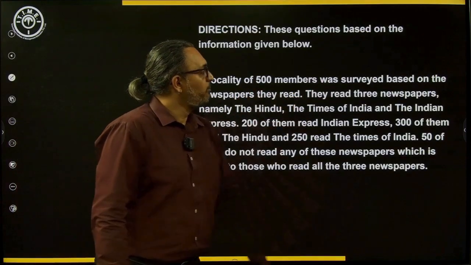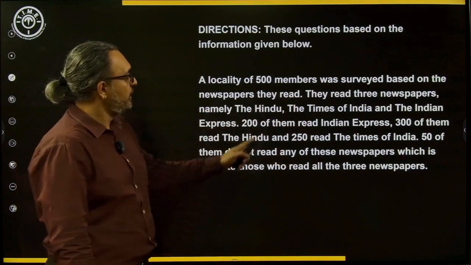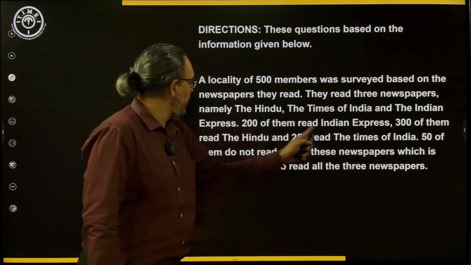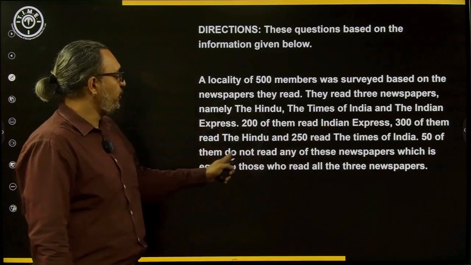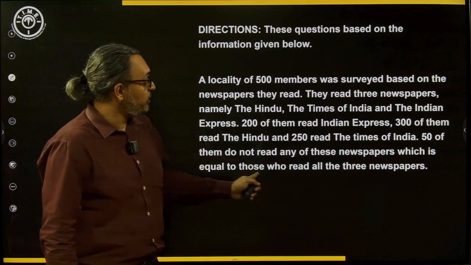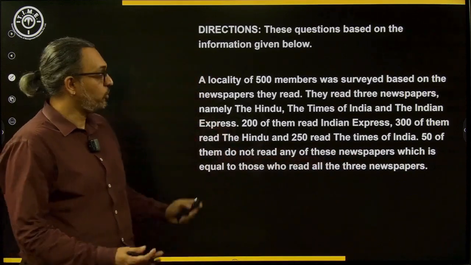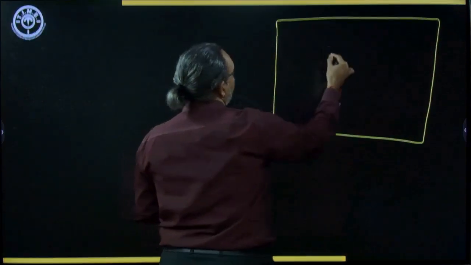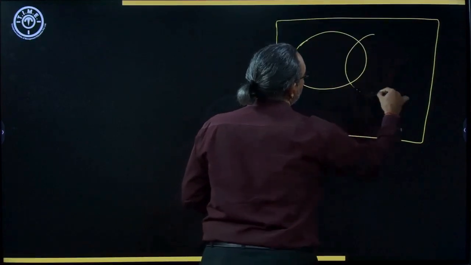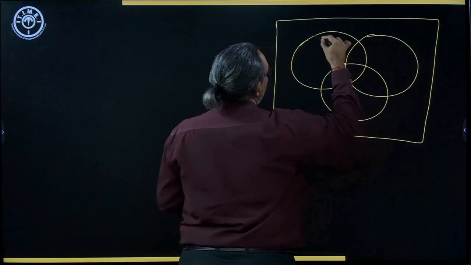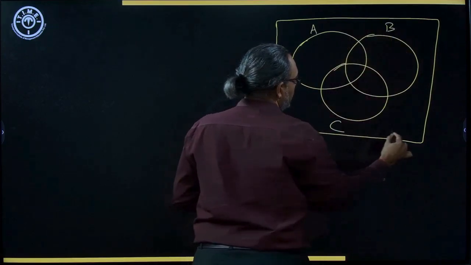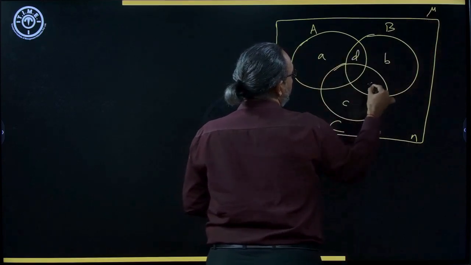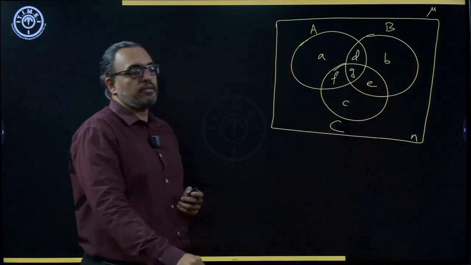A locality of 500 members was surveyed based on the newspapers they read. They read 3 newspapers, namely Hindu, Times and Indian Express. 200 Indian Express, 300 Hindu, 250 Times. And 50 of them do not read any of the newspapers, which is equal to those who read all the 3 newspapers. Okay, so 3 set Venn diagram. Let's consider. So capital A, capital B, capital C, N, mu, small a, b, c, d, e, f and g. These are the elements you get.